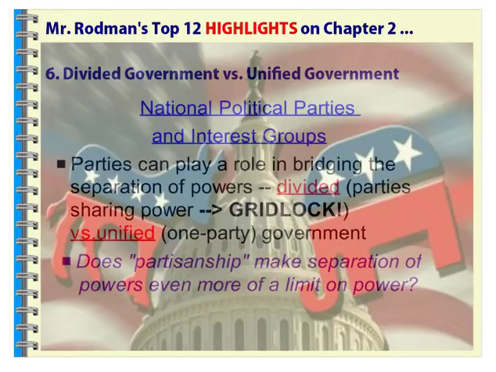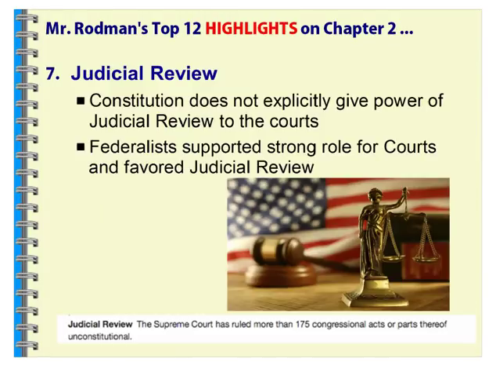But the question is, with that partisanship, separation of powers is even more of a limit, and that was really by design. That was the Madisonian model, to keep the whims of the masses, the tyranny of the majority, from coming in like a bull in a china shop and basically obliterating the laws and regulations that are on the books and the implementation of those laws. So then we get to the judicial branch in number 7, judicial review.